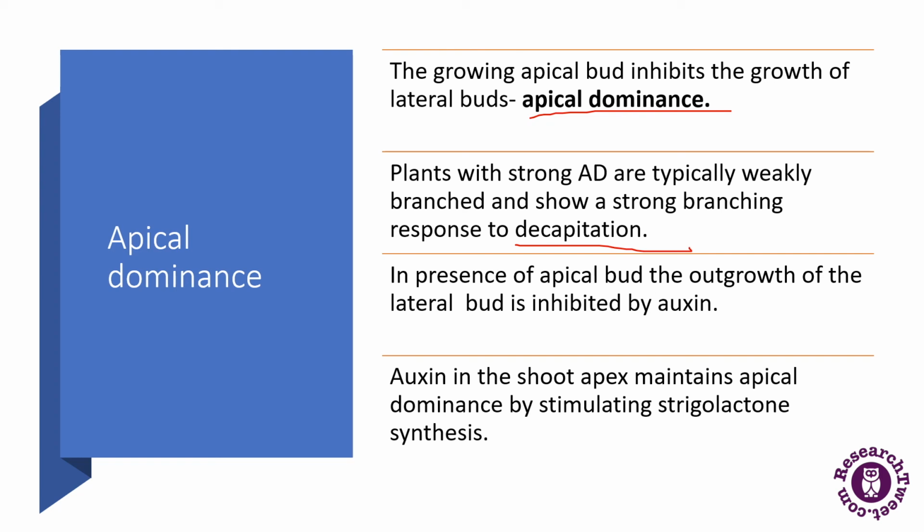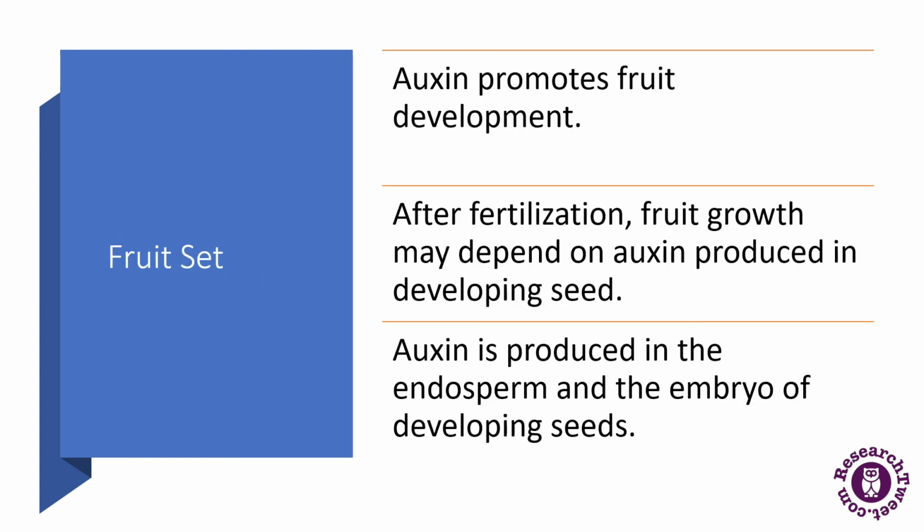In the presence of the apical bud, the outgrowth of the lateral bud is inhibited by auxin. Auxin maintains apical dominance by stimulating the strigolactone synthesis pathway.